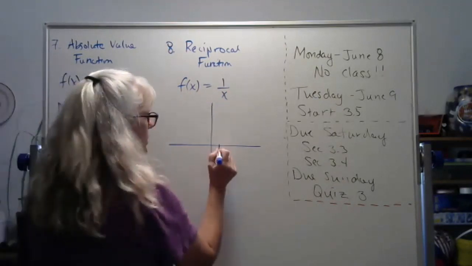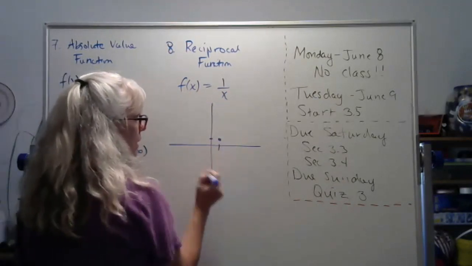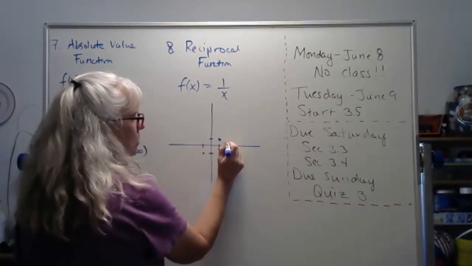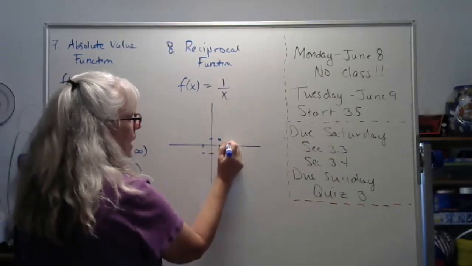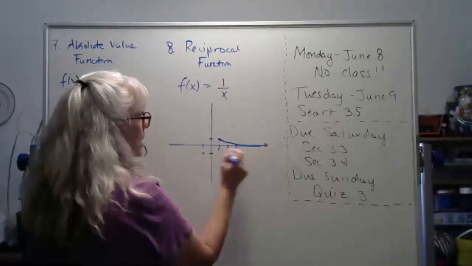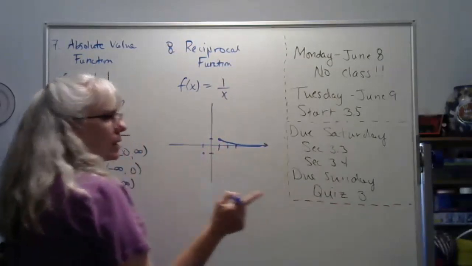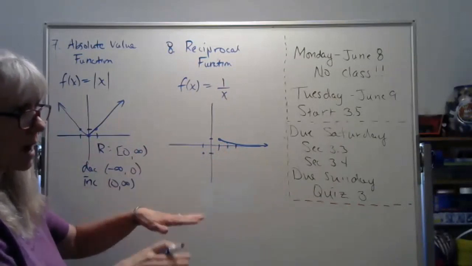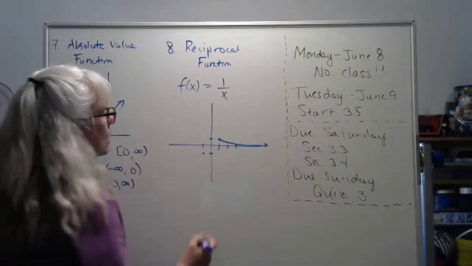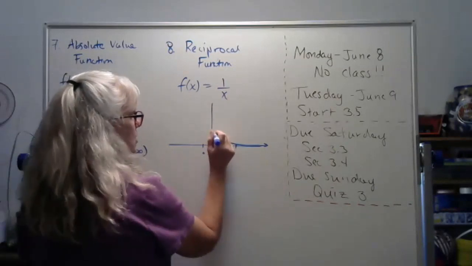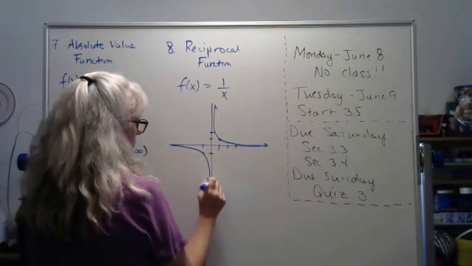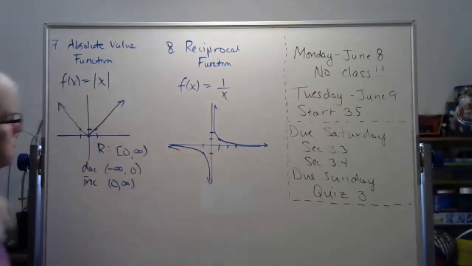I can plug in a 1. 1 over 1 is 1. Not very exciting. I can plug in a negative 1. I'd get a negative 1. Now, if I plug in a 2, I'm going to get a half. So that'd be 1 over 2, which is a half. If I plug in 3, I'm going to get a third. So we can see that it's going to get closer and closer to this axis. Well, if you plug in a fraction, then you'd have 1 over a fraction, which is 1 divided by a fraction, which is 1 times the reciprocal. So when you plug in a 1/2, you're going to get a 2. So it actually ends up looking like this. So it looks something like that.